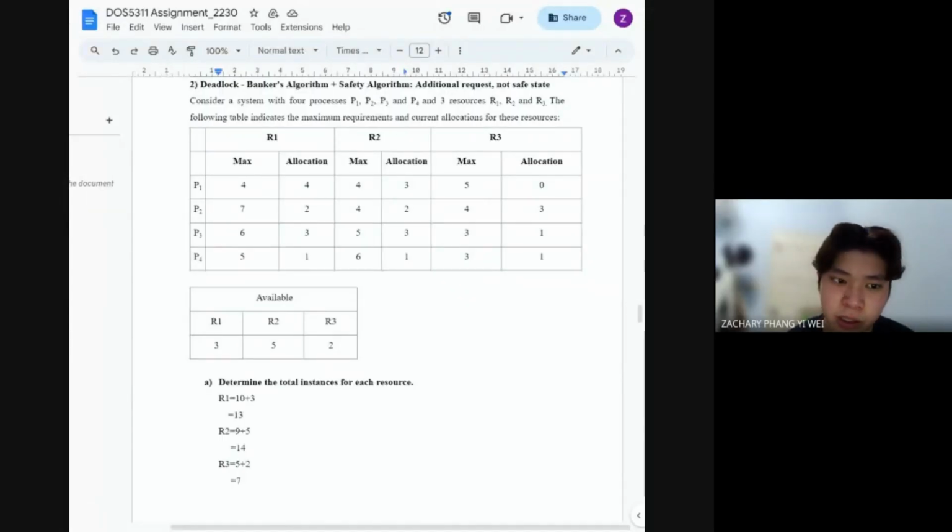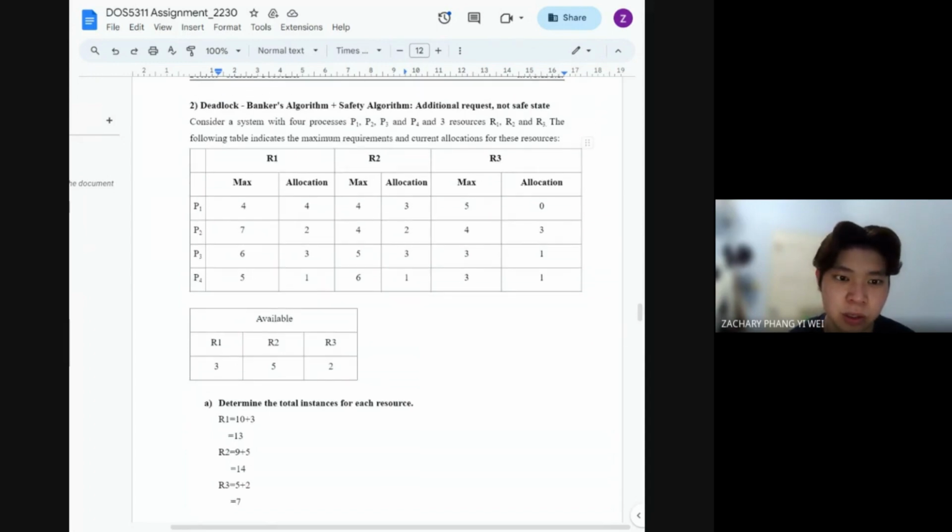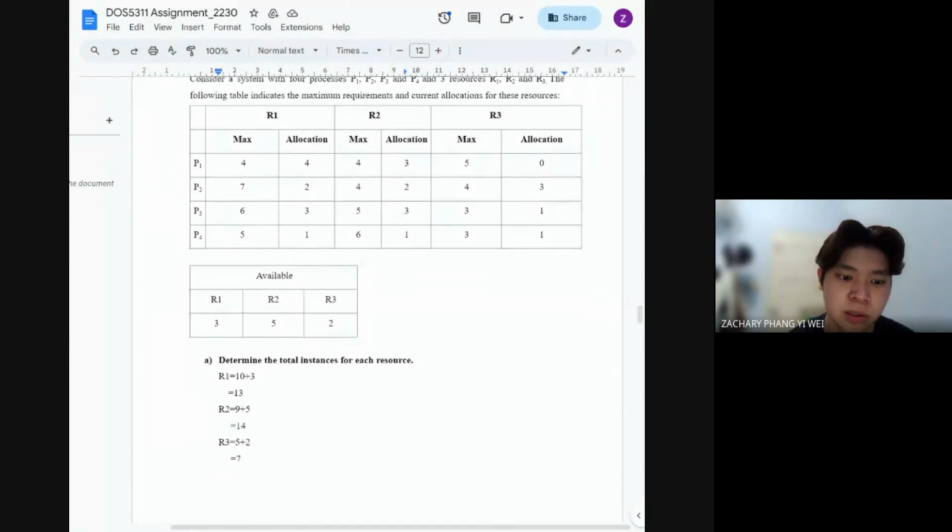Good day, Miss Chandraka. This is the question I created for my group. As you can see here, to find the total instance for each resource, we find the total allocation and add the available. For R1, you get 4 plus 2 plus 3 plus 1 equals 10, plus 3. For R2, you get the total allocation as well, plus R2 available, and you get 14. And for R3, you get 3 plus 1 plus 1 equals 5, plus R3 in the available is equal to 7.